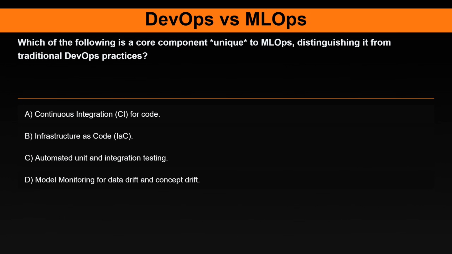Question 5. Which of the following is a core component, unique to MLOps, distinguishing it from traditional DevOps practices? Option A. Continuous integration, CI, for code. Option B. Infrastructure as code, IaC. Option C. Automated unit and integration testing. Option D. Model monitoring for data drift and concept drift.